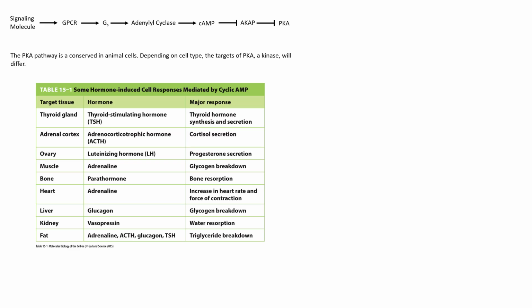For example, in the thyroid gland, you have the hormone TSH. This is the signaling molecule that will go on to activate the PKA pathway, which leads to an increase in cyclic AMP levels within the cell, and the response by the cell will be thyroid hormone synthesis and secretion. And you can see by looking at the different cell types that you have different signaling molecules which will activate different responses.